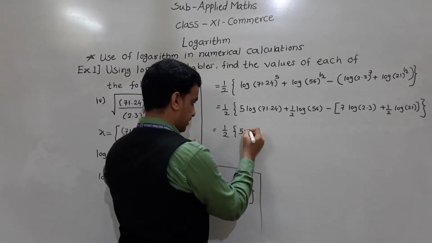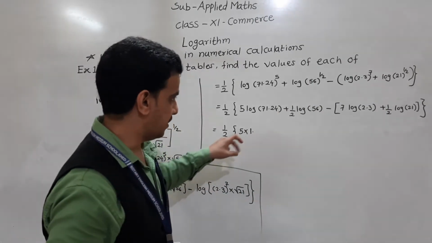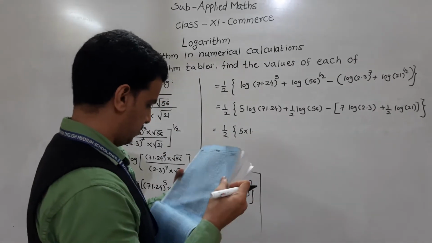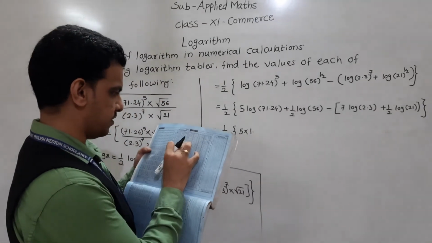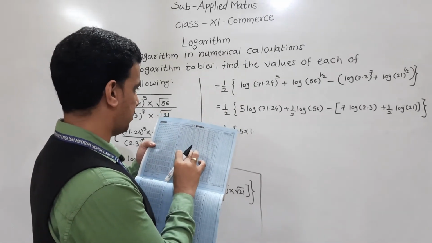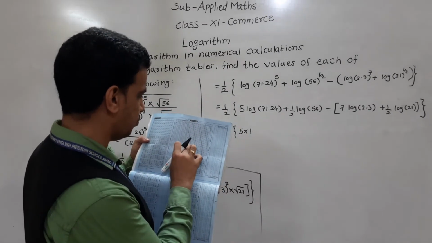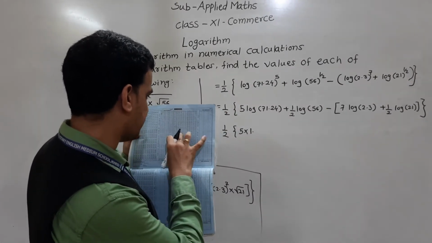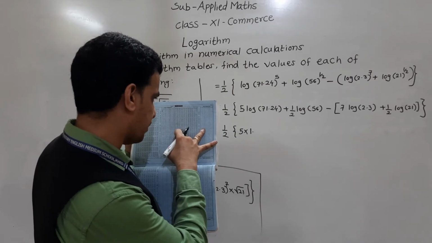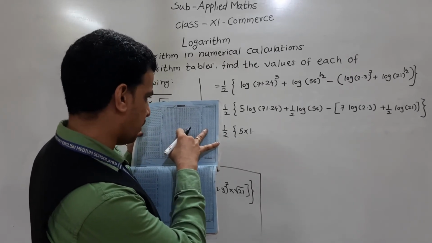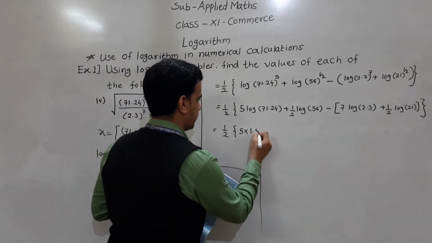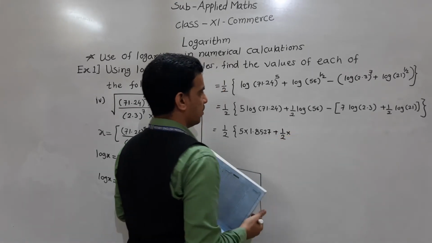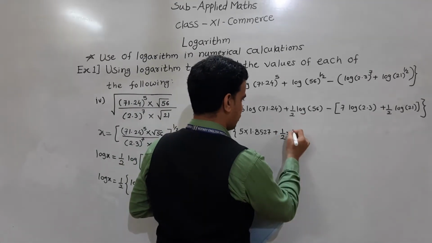So characteristic is 1, so 1 point in 71 row. Okay, 71 row is here. Number in column headed by 2, it is 8525, and in mean differences column headed by 4, so it is a 2. So 8525 plus 2, 8527. So 8527 plus 1 by 2 into log of 56.